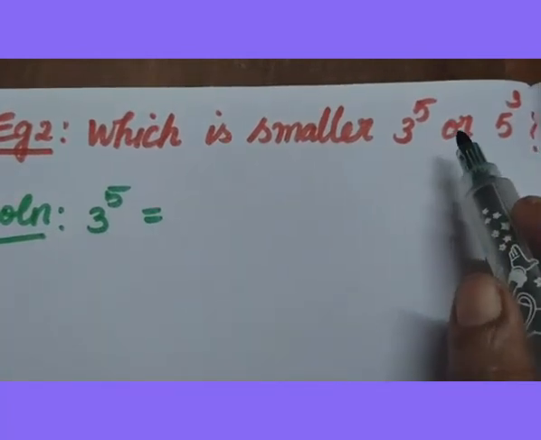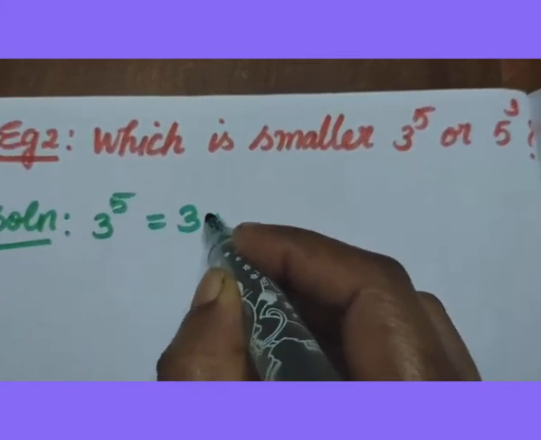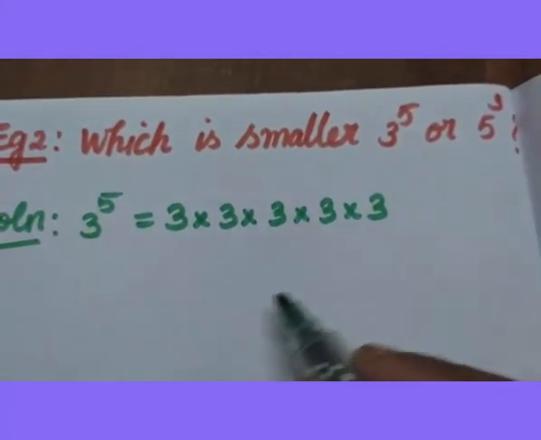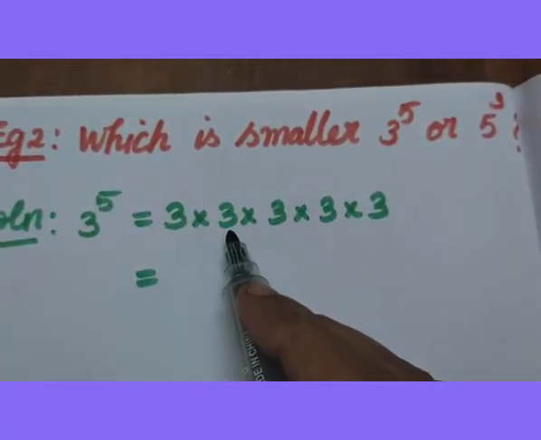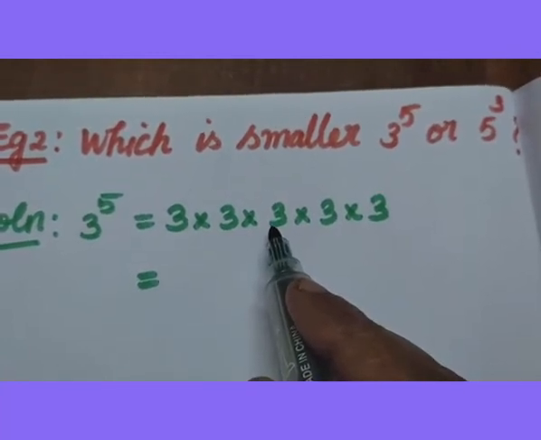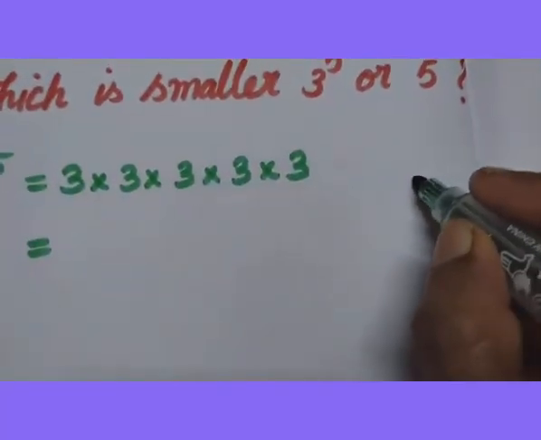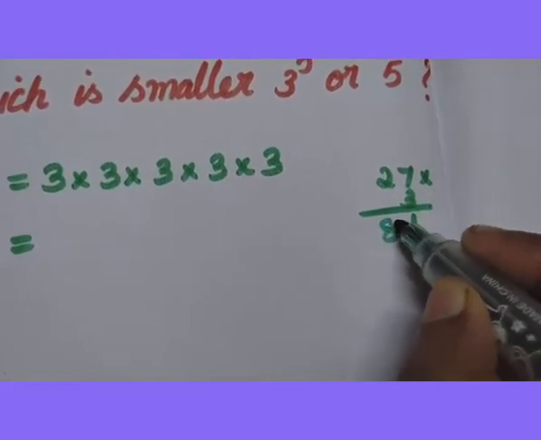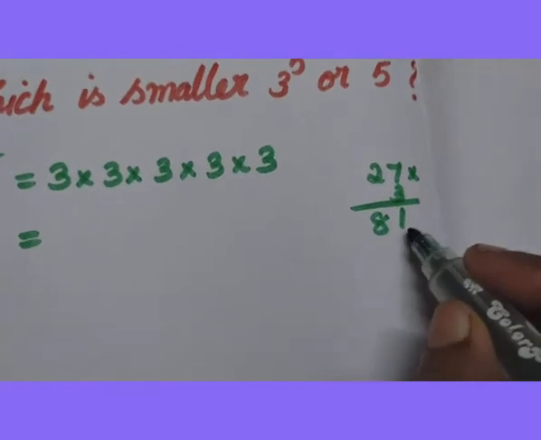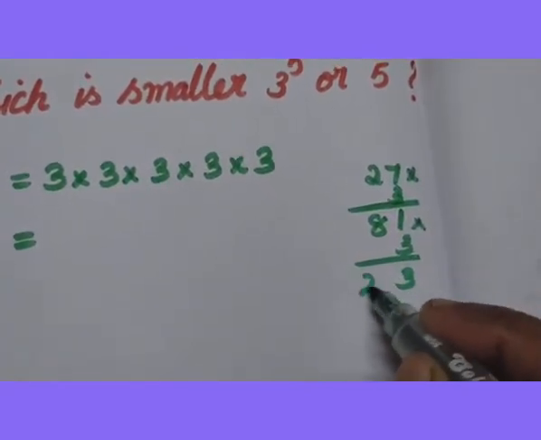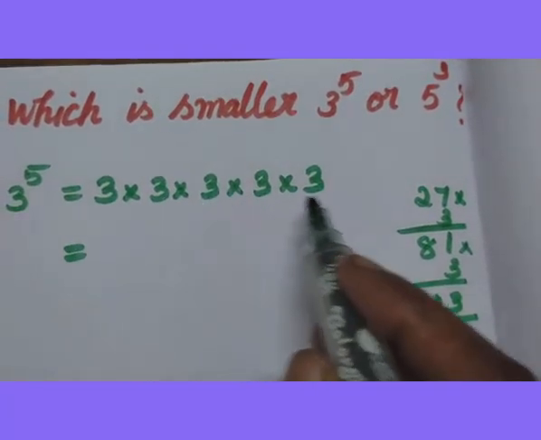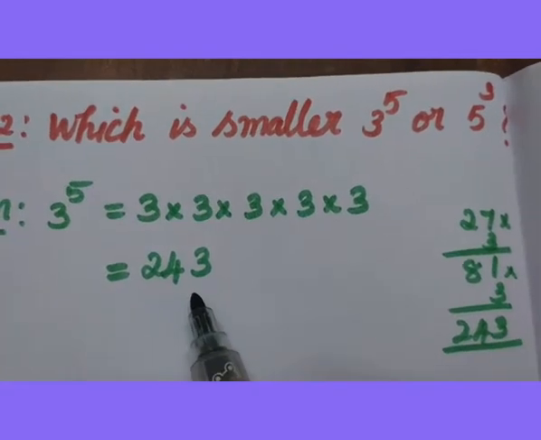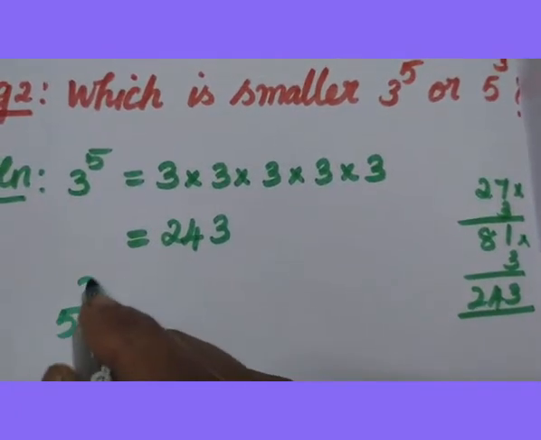See, first number is 3 raised to the power 5. Okay, 3 power 5. That means 3 multiplied 5 times. 3 × 3 × 3 × 3 × 3. Multiply 3 by 5 times. Say, what is 3 into 3? 3 3s are 9. Okay. 9 3s are 27. 27 3s are? What is 27 into 3? 3 7s are 21. Remainder 2, 3 2s are 6 plus 2, 8. Okay. Then 81 into again 3. 1 3 is 3. 3 8s are 24. So what's the answer? 3 × 3 × 3 × 3 × 3 means we got 243. Okay. So what's the value of 3 raised to the power 5? 243.